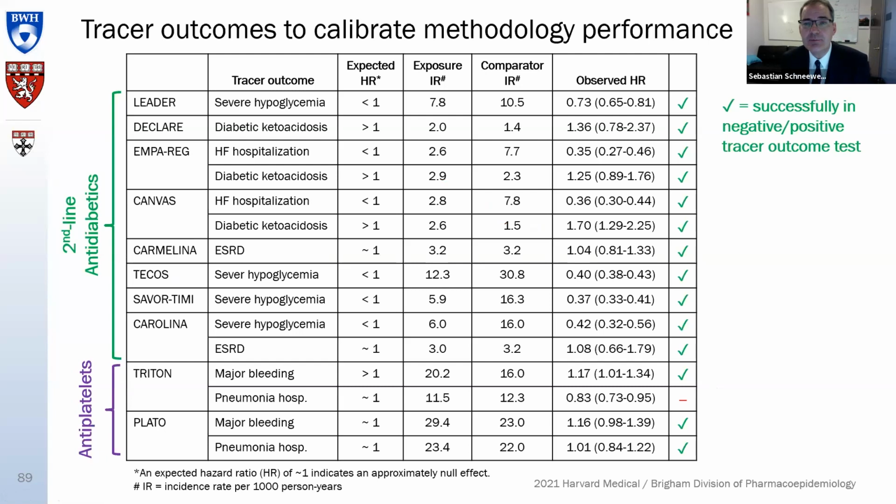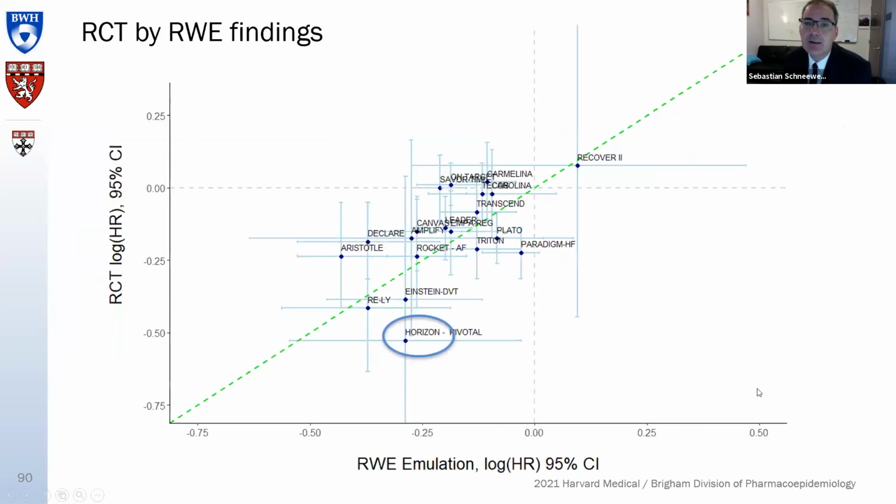Before I go into the treatment effect estimates, we also identified tracer outcomes to calibrate our methodological approach, negative and positive tracer outcomes where we had strong prior knowledge about the effect size and the effect direction. And every green check mark here that you see in the very last column means that we reached our goal, that we could convince ourselves that we replicate these findings of these tracer endpoints, except for one outcome, the pneumonia hospitalization in the TRITON population, where we thought there should be no relationship, and actually we saw some preventative effect, which is not really explainable.